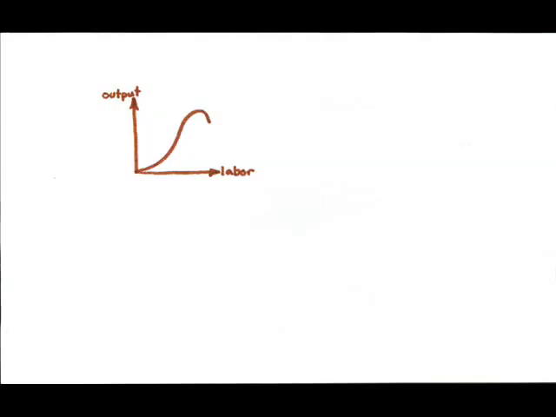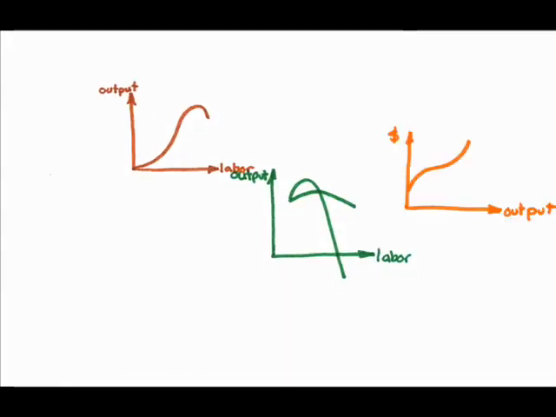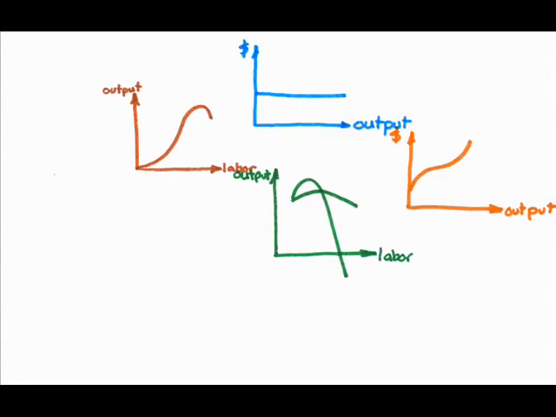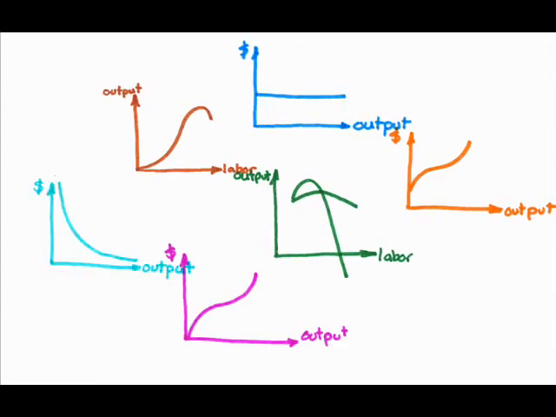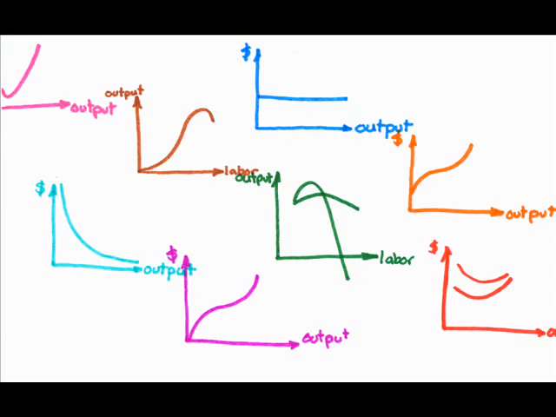Total product, marginal product, average product, total cost, total fixed cost, total variable cost, average fixed cost, average variable cost, marginal cost. That's a lot of graphs. Truthfully, we don't need to keep carrying around all of these diagrams as long as all of the information from one can be found in another. Let me show you what I mean.